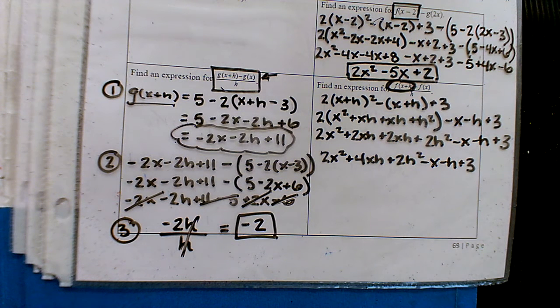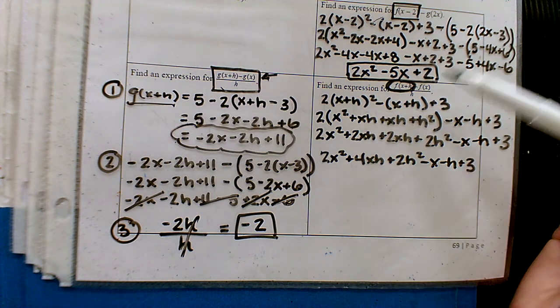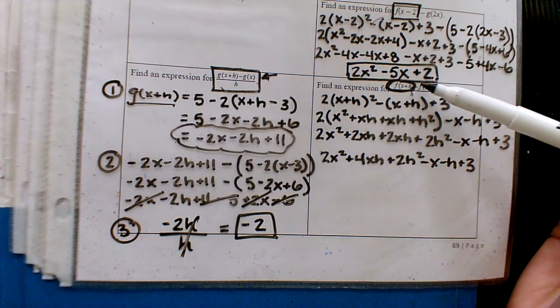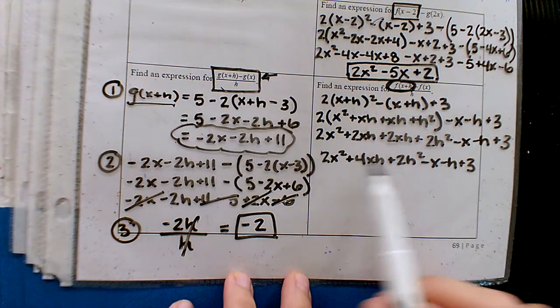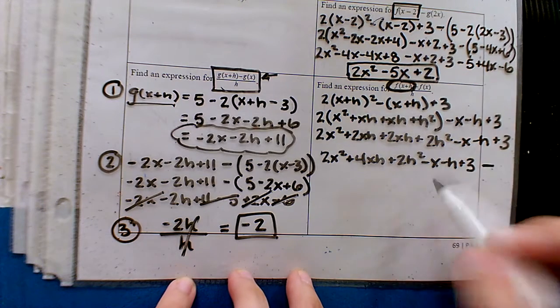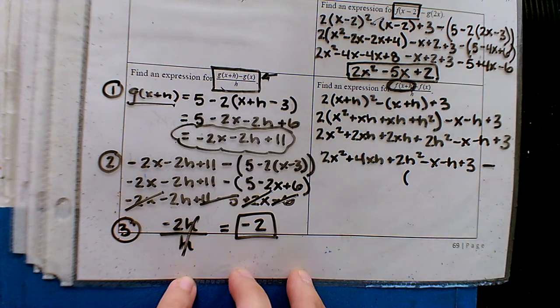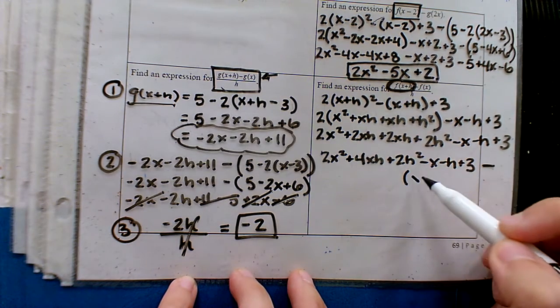We then have to look at the notation. What is it asking us to do? Next comes the subtraction of the original equation. So whatever we have here, let's go ahead and subtract the original f of x. And that's at the top.